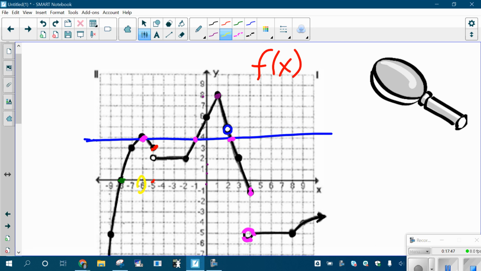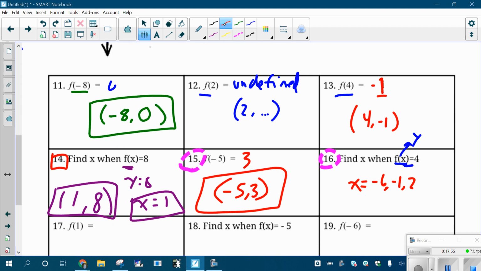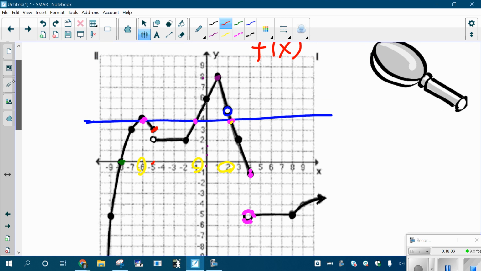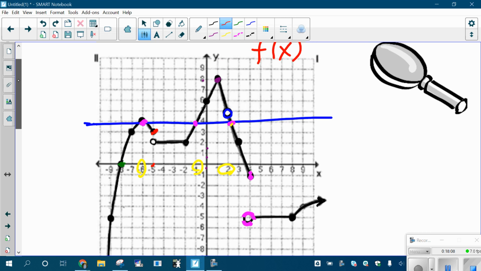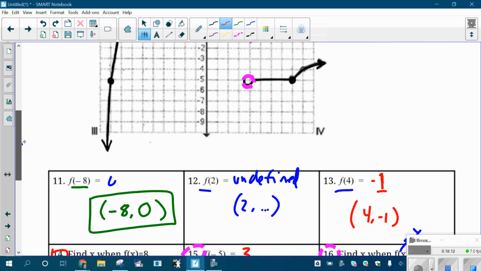Well, -6 does, -1 does, and this one's really hard to tell. It looks like it's a little more than 2. Maybe I should say like 2.4. We don't really know exactly, and I don't want to worry about that. Okay, but there'd be multiple answers here, because if you look at a y value of 4, there's 3 different x's that have an output of 4. Cool.